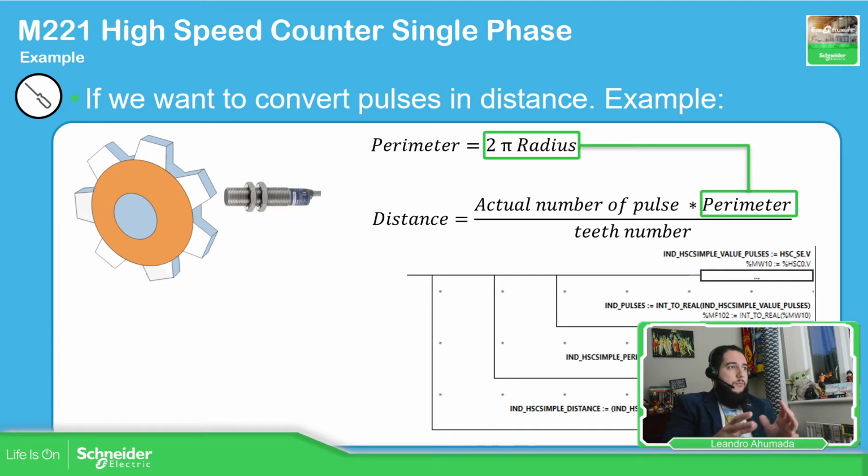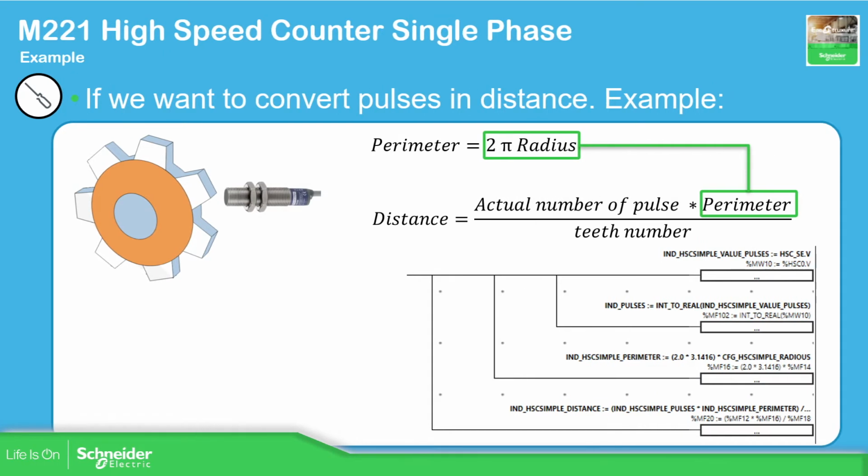This is just some mathematics over here, but based on the amount of pulses that you count, it will depend how big the move is. Okay, depending on the gear that you have and the teeth number that you have, it will give you the idea of how much the object has moved. So this is a small calculation that you can use in the software.